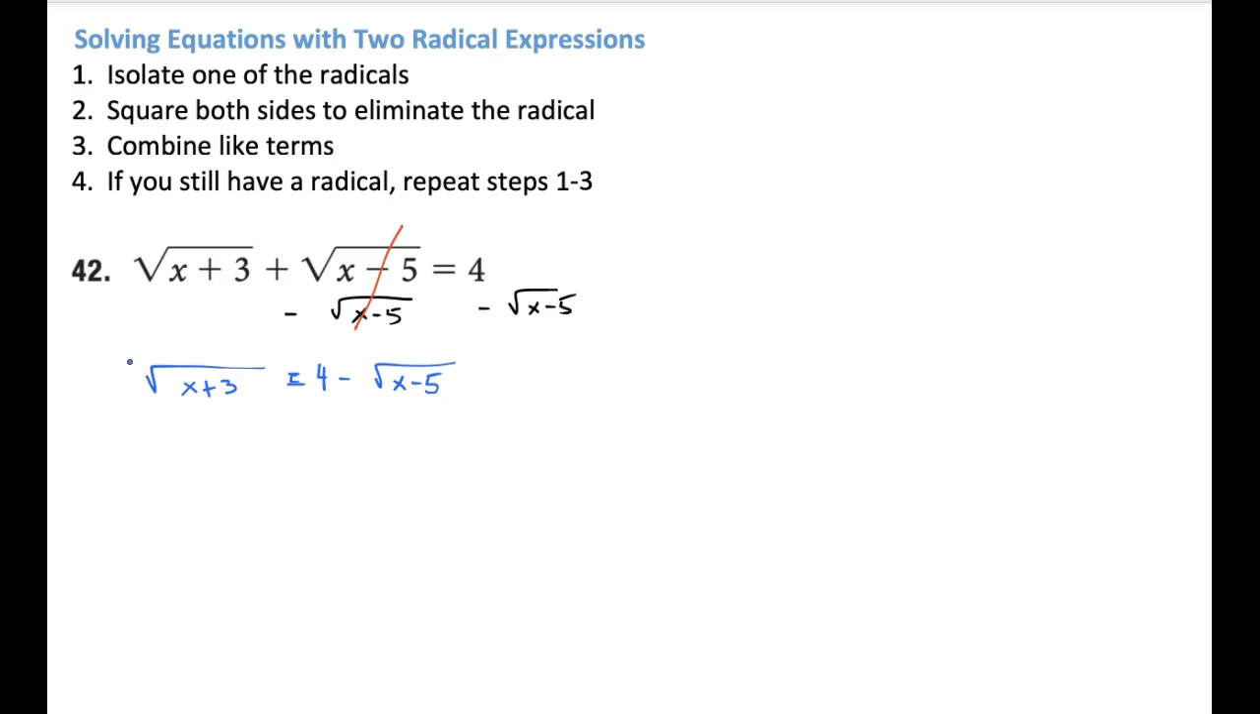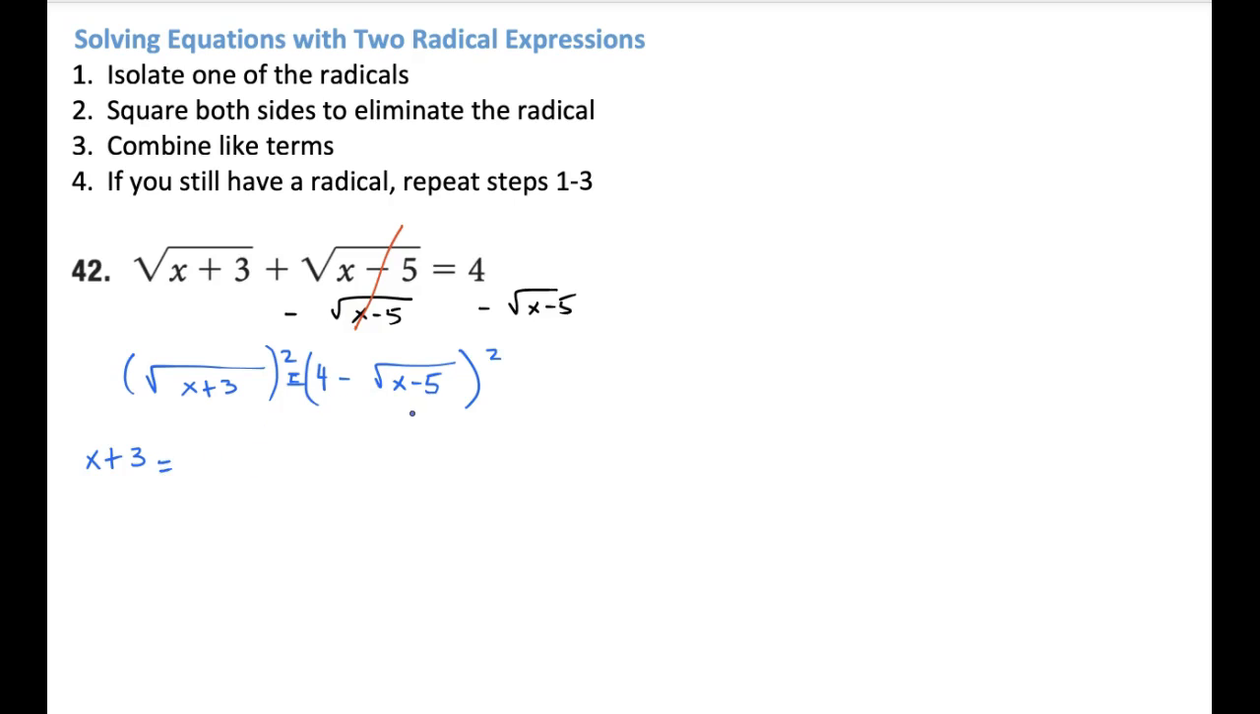All right, so now I'm going to square both sides. And as you can see, I'm going to get something a little more complicated on the right side. So on the left, I get x plus 3, because the square root squared makes it go away. Squaring a square root goes away. So they're inverses of one another once again.